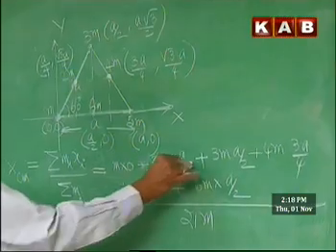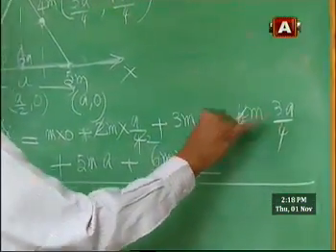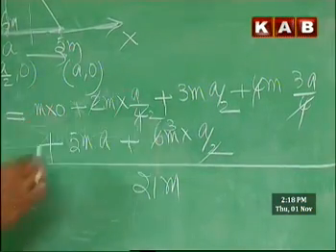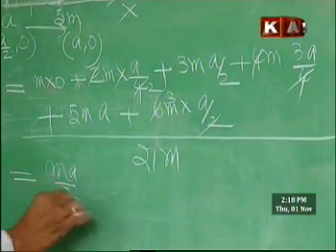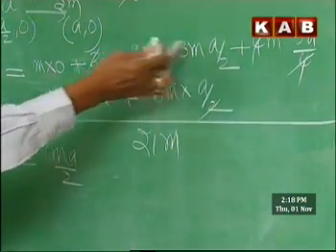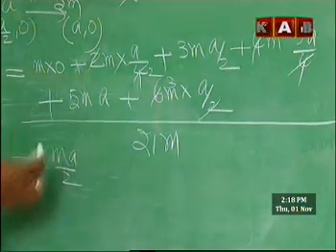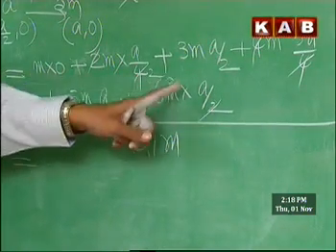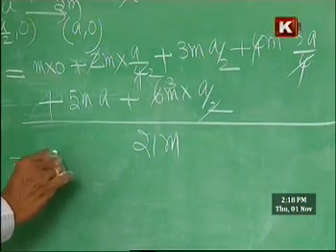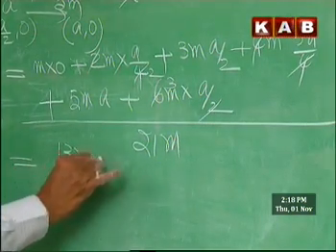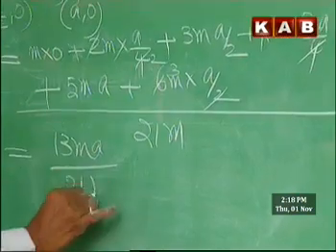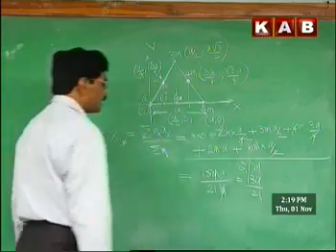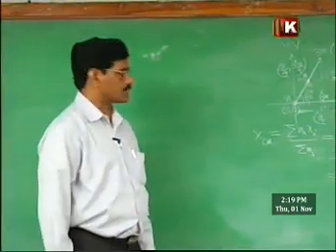So this is 2 by 2 and this 4 gets cancelled, this 3. Therefore we have ma by 2 plus 3ma by 2, 3ma by 2 plus ma by 2 is 2ma, 2ma plus 3ma is 5ma, 5ma plus 5ma is 10ma, 10ma plus 3ma is 13ma. That is the numerator, divided by 21m. So 13a by 21 is the x coordinate of the center of mass.